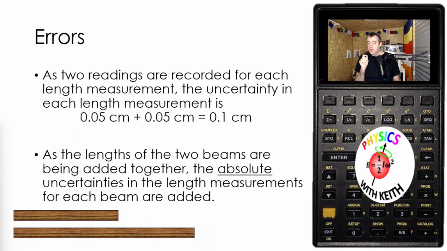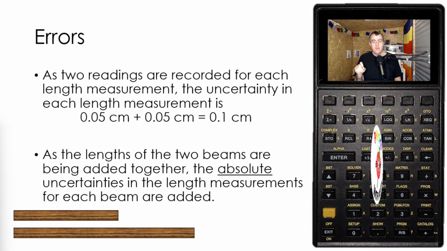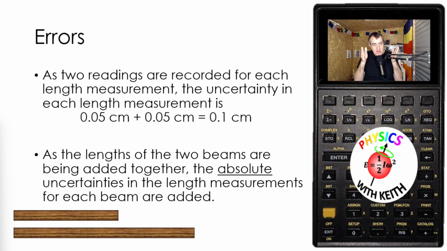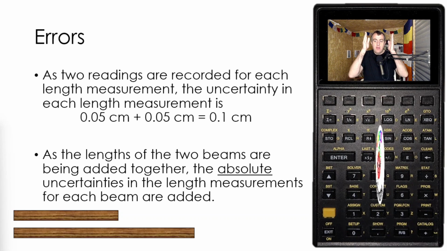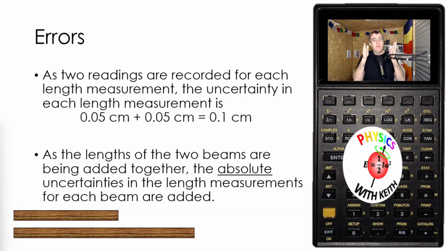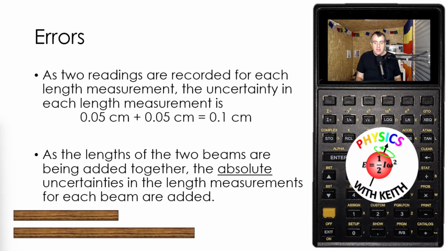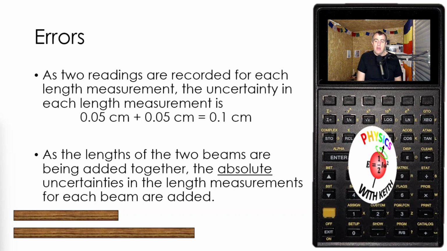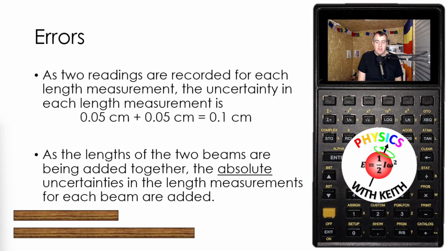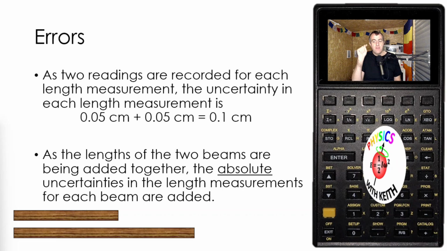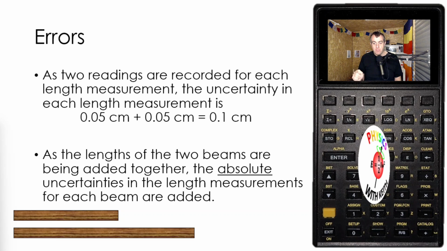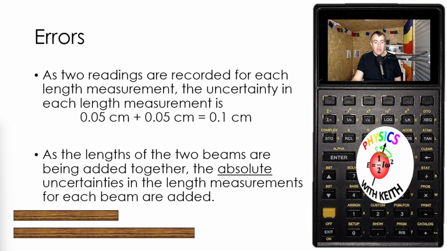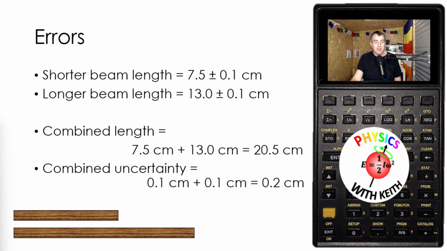So because we've got two readings for each length measurement, the zero reading and the reading at the other end of the beam, then we have to add together the uncertainties in those two readings, the absolute uncertainties in those two readings, because they're both lengths, and we get 1 millimetre of uncertainty. But that's 1 millimetre for each beam. So because we're adding together the lengths of the two beams, we also have to add the uncertainties together.